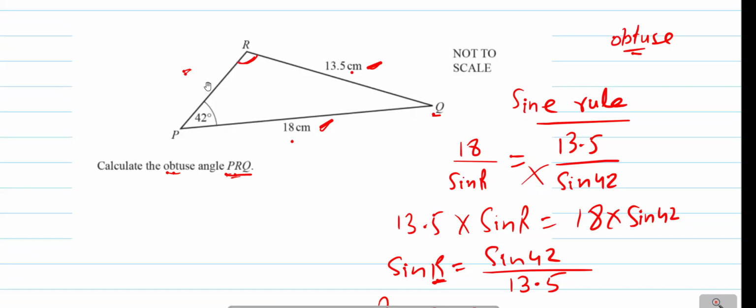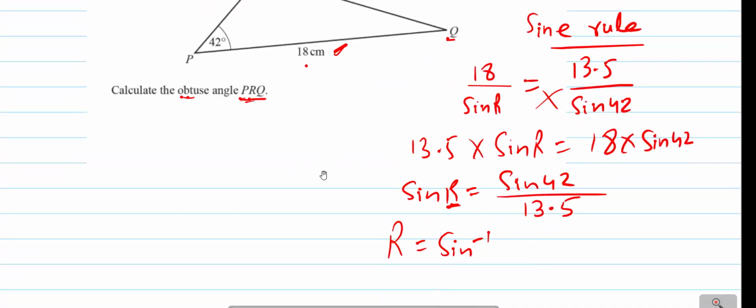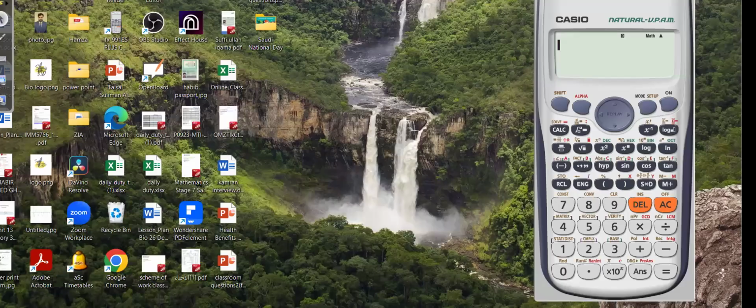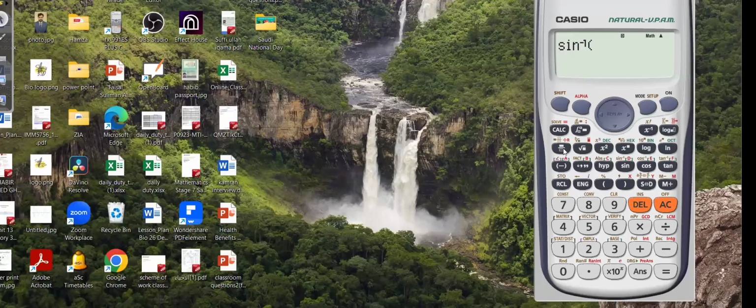So let's see what it will become. R will be equal to sine inverse of this one, sine 42 over 13.5. Look, shift sine inverse. Then in that one you have sine 42 divided by 13.5. So 2.841.